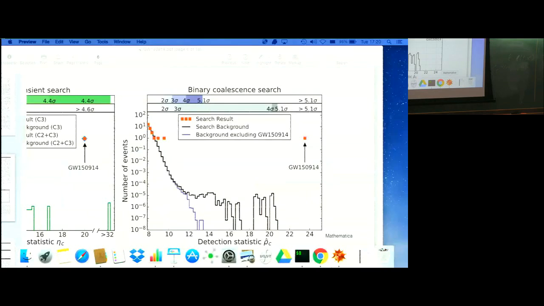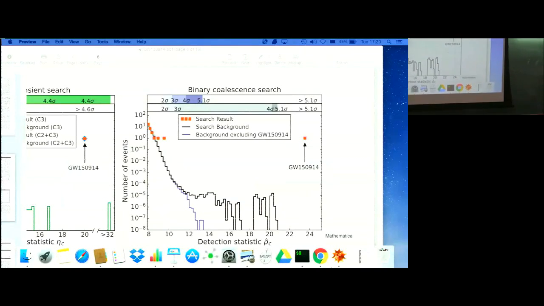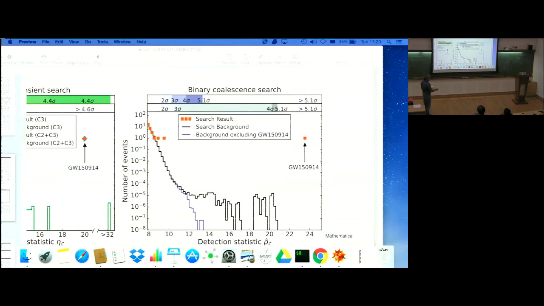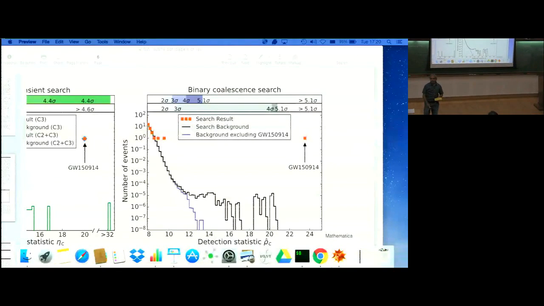Whereas this second event here is not so significant compared to the background. That is LVT 151012. You might wonder whether this has any significance. It has no significance at all. It is completely consistent with the background, not even 1 sigma.